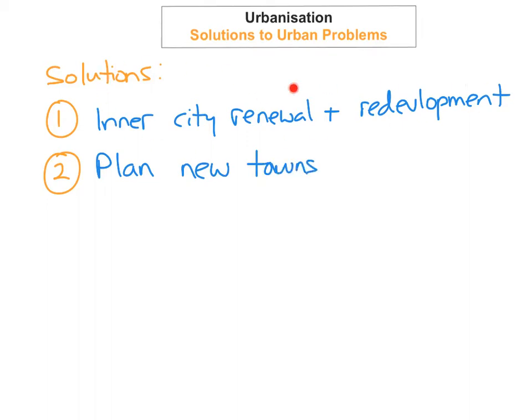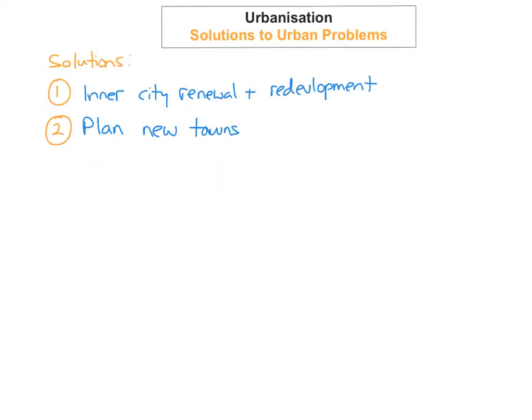When they have an area, particularly in Dublin, where they feel there are too many problems, such as crime, and there's not enough amenities, and they need to sort it out, they might do some renewal and redevelopment, or they might just plan a new town and move the residents out into that new town. I'm going to show you two examples in Dublin where they've done each of these solutions.